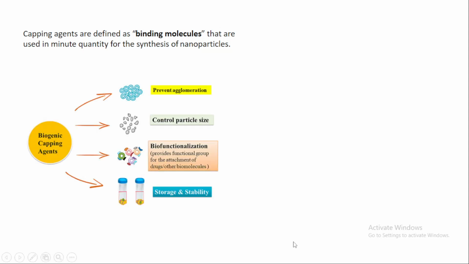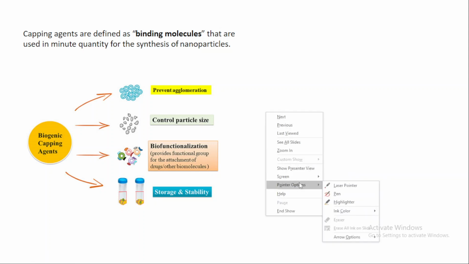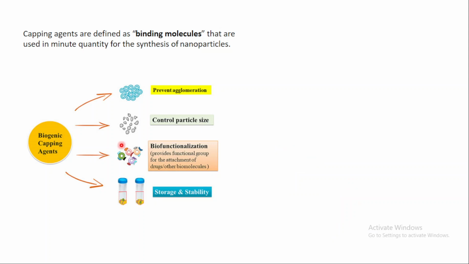Now there are some advanced capping agents called biogenic capping agents, made up of biological or naturally occurring materials, which can prevent agglomeration. Agglomeration means accumulation of different nanoparticles, many nanoparticles sticking together. They can also help in controlling the particle size during nanomaterial synthesis.